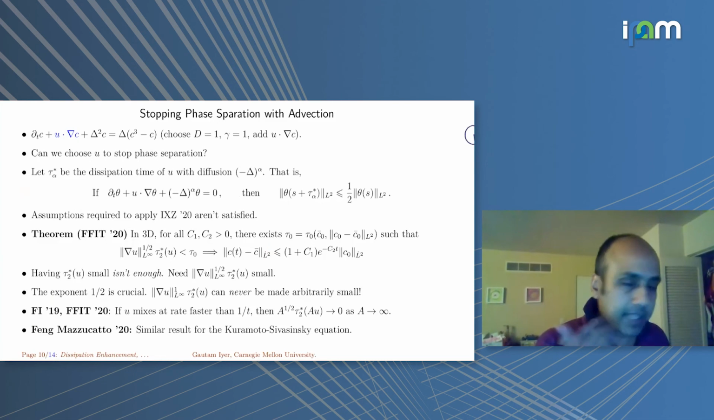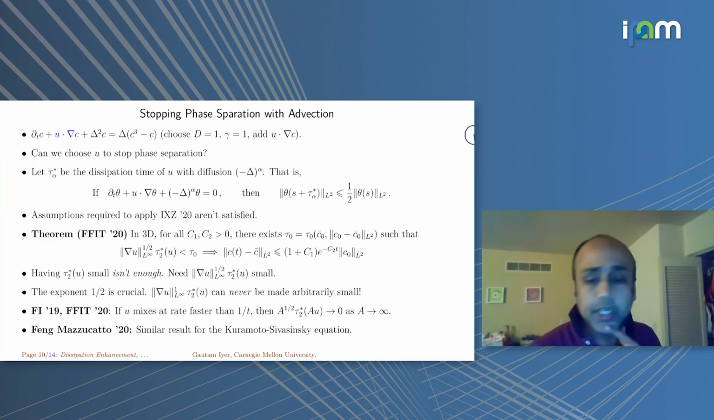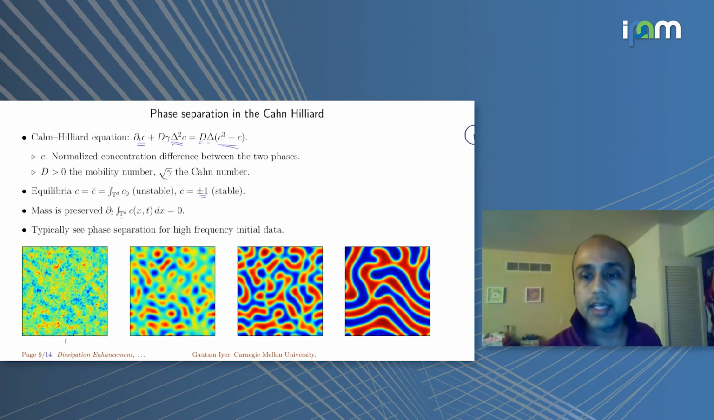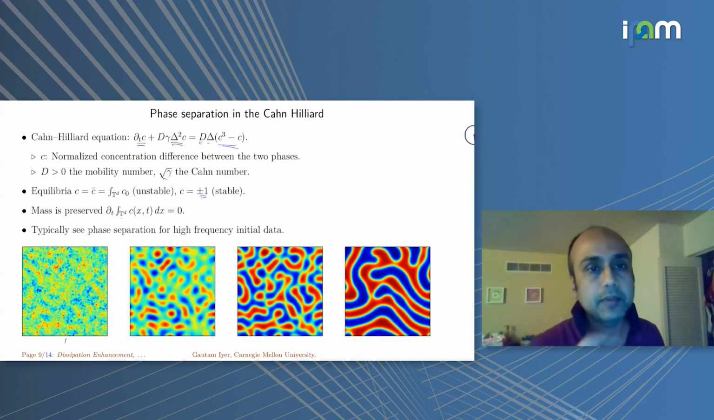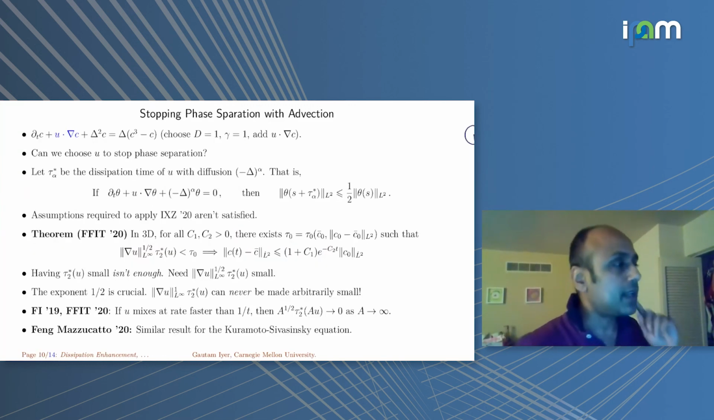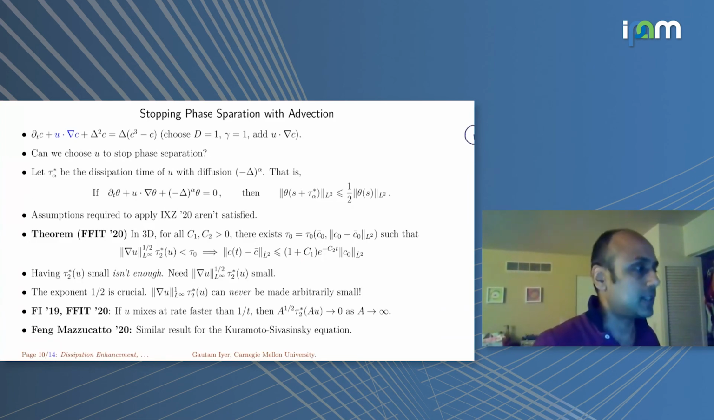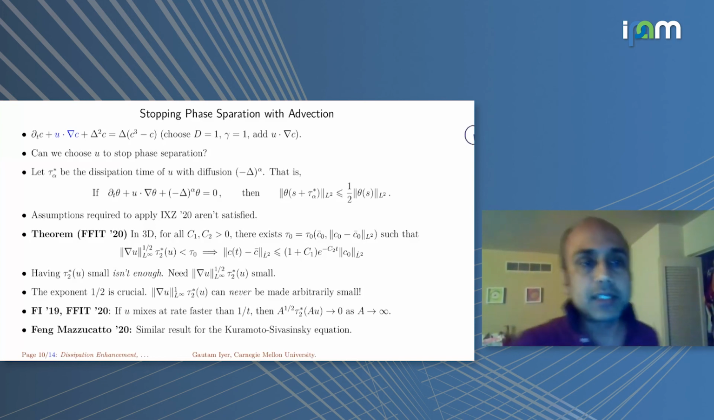So can we do the same thing? Let's add convection into the mix. Can you stop the large scale phase separation from happening? Can you just stay mixed? Well, the answer is yes, but it works differently. We can't use our theorem from before, and you need a stronger assumption. So there's a bit of an issue.